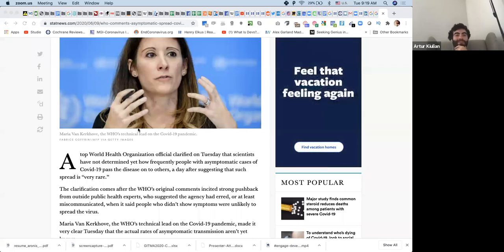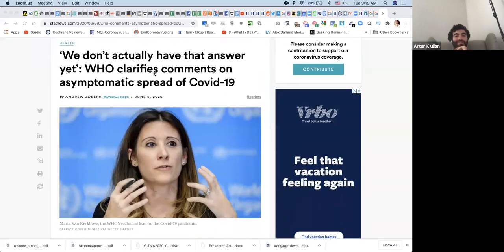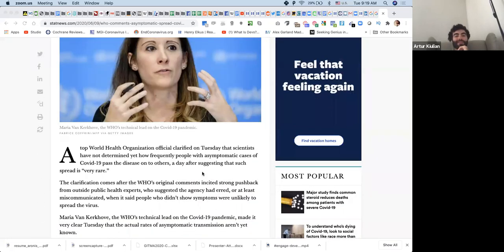That press about the fact that asymptomatic spread of COVID-19 is rare, like, no surprise, because it's asymptomatic. It's quite insane. It's an actual article from WHO or whatever. If you Google it, you'll see suggesting that such spread is very rare.